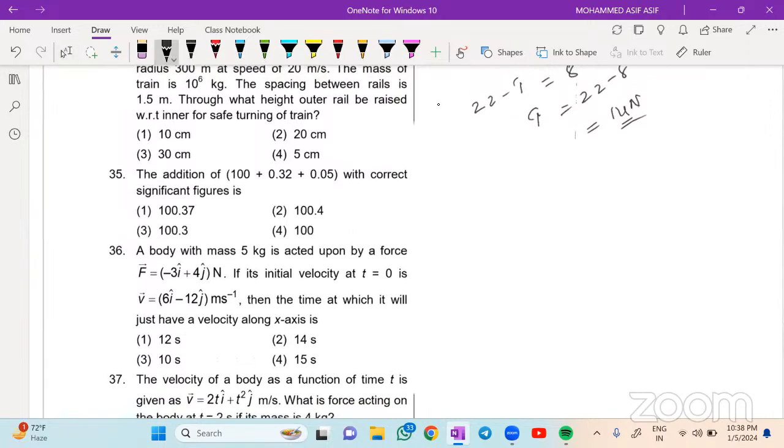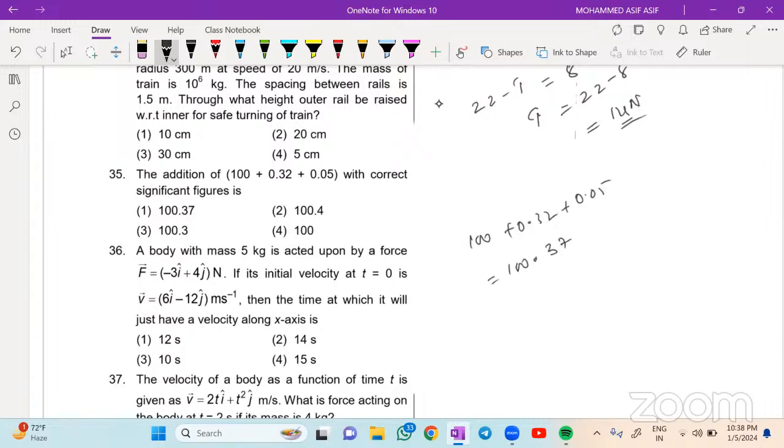Can anyone answer fast? The addition of 100 plus 0.32 plus 0.05 with correct significant figures will be equal to how much? For addition, the result should be rounded off to how much? See what is coming, 100 plus 0.32 plus 0.005. Anyone? 100 plus 0.32 plus 0.05. What is coming? This will be 100.37.